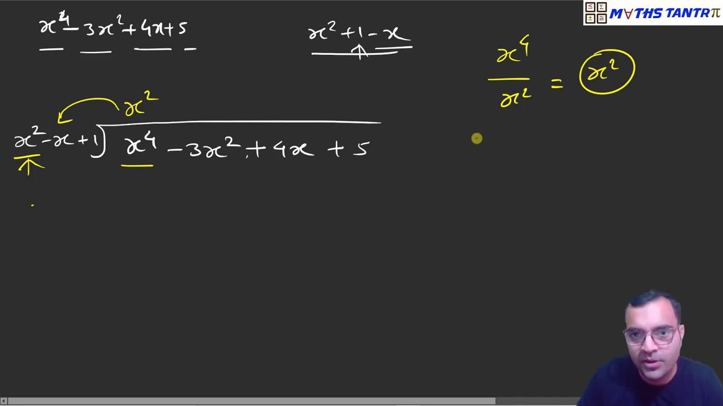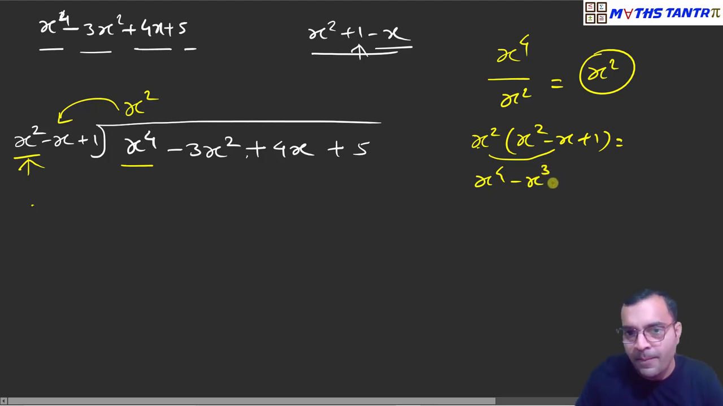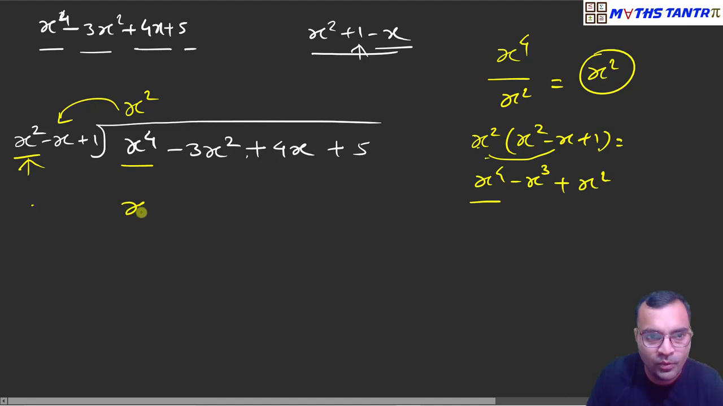Now if I multiply x square by the divisor, which is x square minus x plus 1, what will I get? x square into x square, x to the power 4. x square into minus x, minus x cube. x square into 1, x square. So I can write it. First, x to the power 4 should be below x to the power 4. This is x cube. So here x cube is not there. So what should we do?